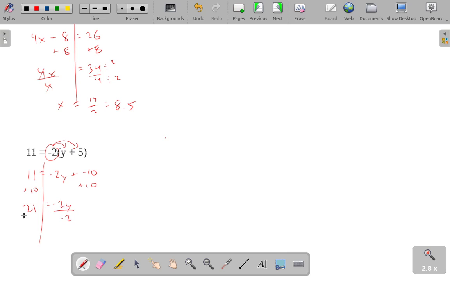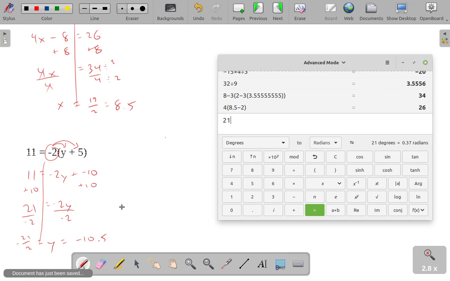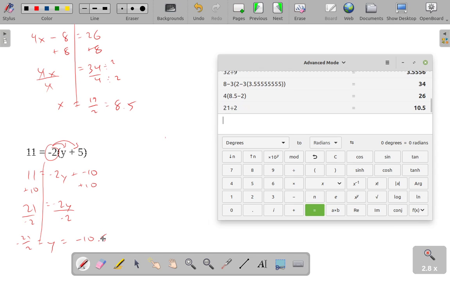Divide both sides by negative 2. I get negative 21 halves equals y. If I want to call that negative 10.5, that works, because 21 divided by 2 is 10.5. So my solution here would be negative 10.5, and I could check this by plugging it back into the original equation. Negative 2 times negative 10.5 plus 5, close up my parentheses, and it gives me the 11 that I expected.